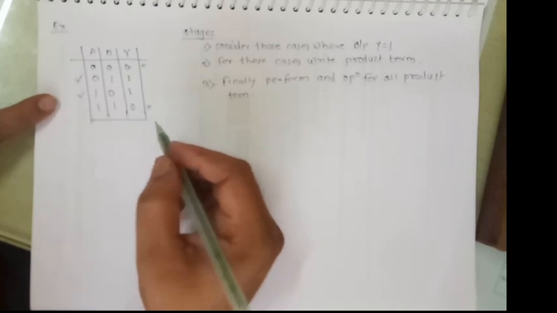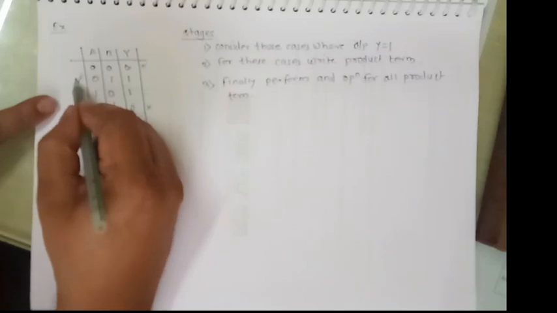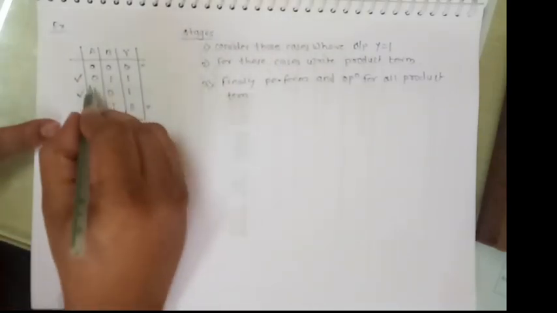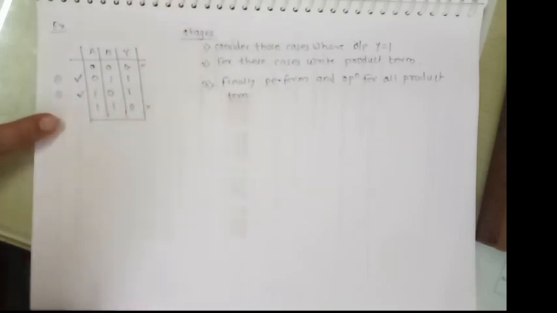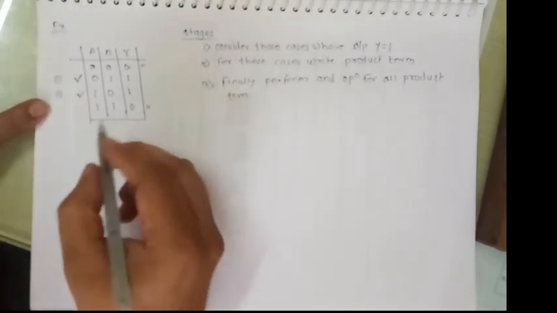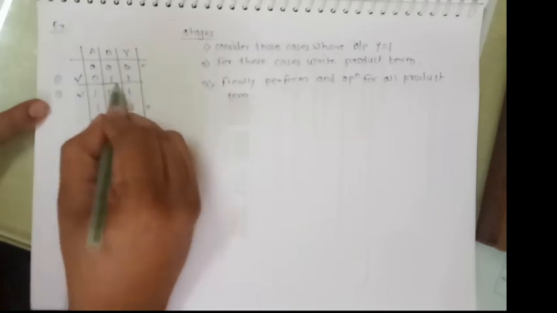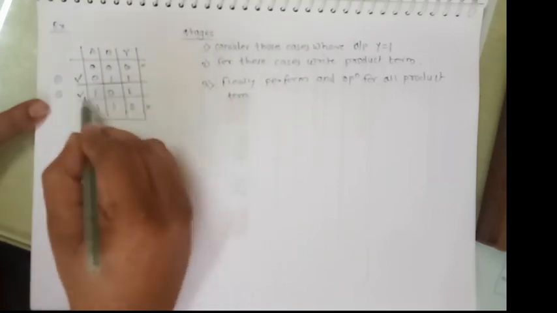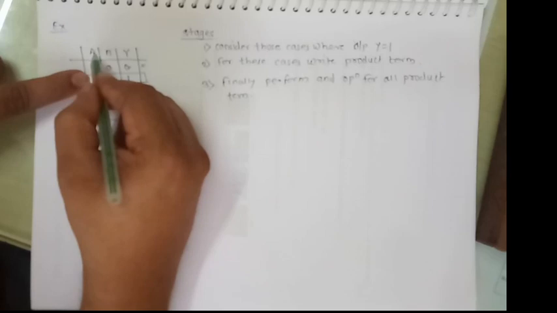After that, second stage is what? For these cases write the product term. Means for the selected cases we have to write the product term. So here, for the second and third case we have to write the product term. Now when you write the terms, consider these two rows only.